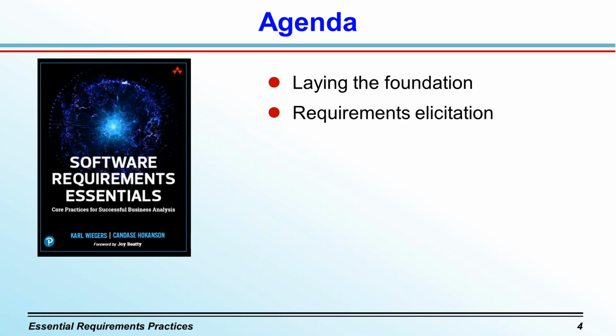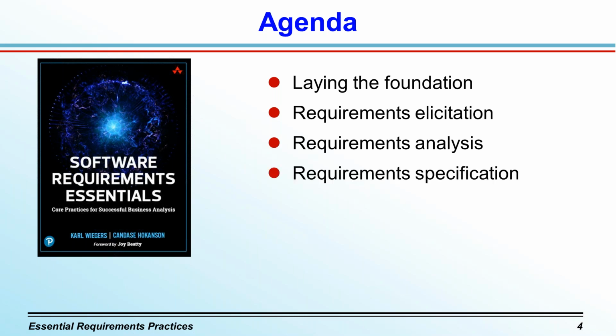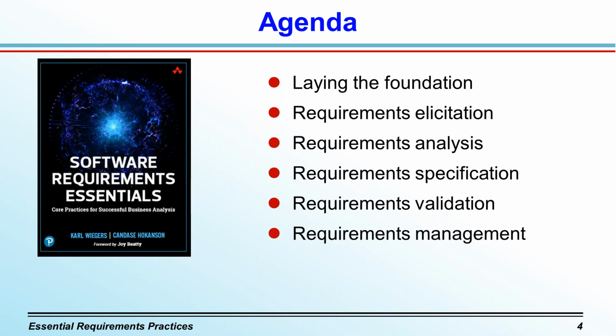There are 4 core practices on requirements elicitation, followed by 4 more on requirements analysis, another 4 on requirements specification, 1 on validating requirements, and finally 2 critical requirements management practices. And of course, these are by no means the only techniques that a skilled BA should have in their toolkit.